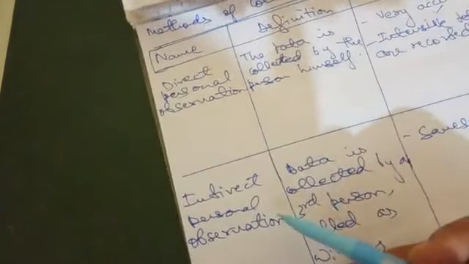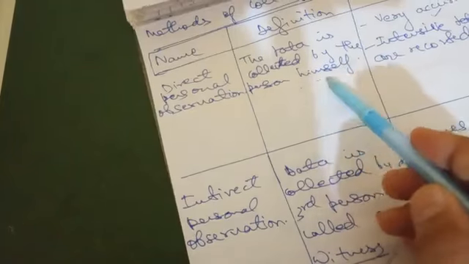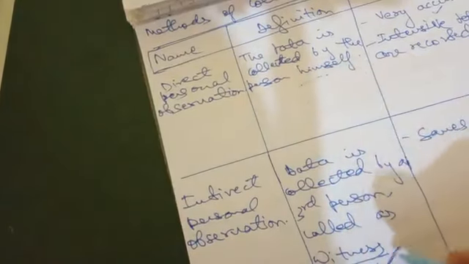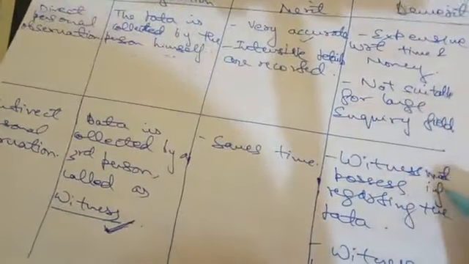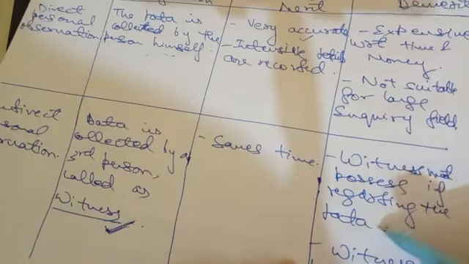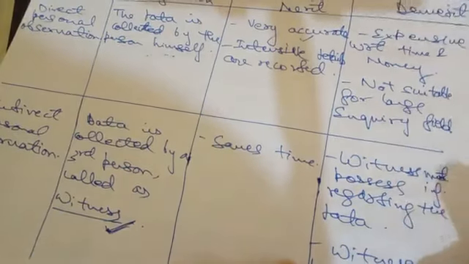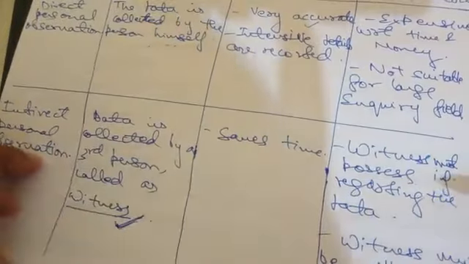Now indirect personal observation. Here data is collected by a third person, which is called a witness. The primary person performing personal observation is called the invigilator. Here the invigilator appoints a witness, the third person. It saves time, that is its merit, but the demerit is that the witness must possess information regarding the data. The witness must be literate basically, and must be willing to give the information. These are the two demerits of indirect personal observation.